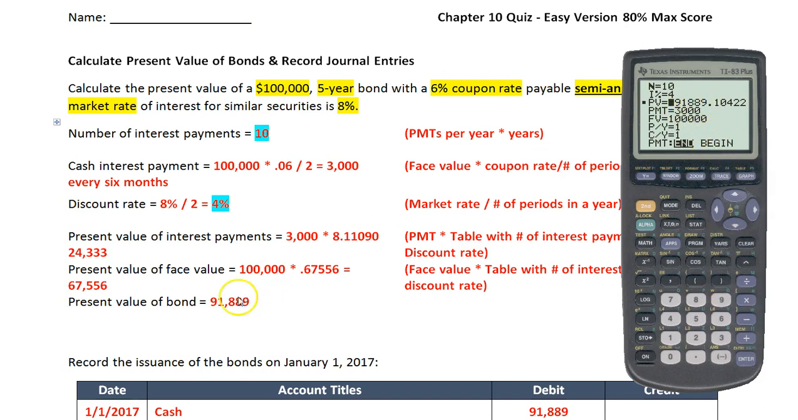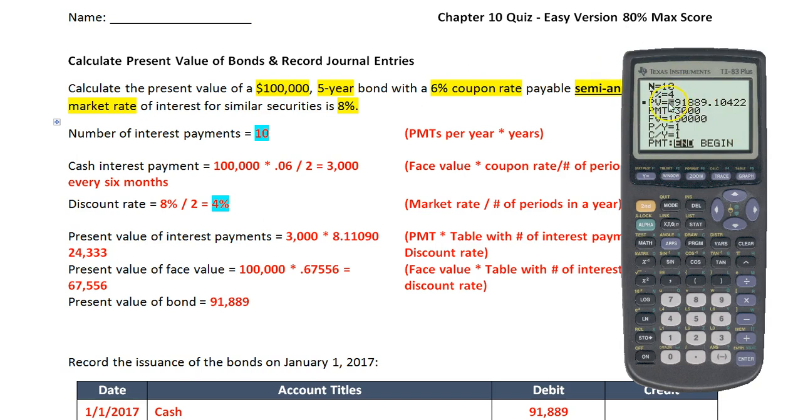Hey, that number looks familiar, doesn't it? 91,889. So this is using a calculator to do it, and I honestly think this is a lot easier once you get a handle on all the variables, but it's also very much the same thing. It uses all the same inputs that this process uses, it just says it in this way.